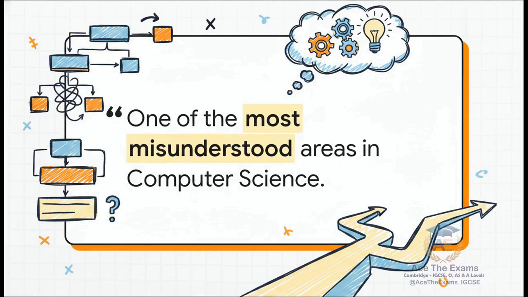What you're seeing right now isn't just a casual observation, it is a direct, urgent warning straight from a Cambridge senior examiner. They explicitly report that sequence constructs in pseudocode consistently trip up even the absolute best, most prepared candidates year after year. It is one of the most misunderstood areas in the entire field of computer science for this syllabus. You might be wondering, why is that?